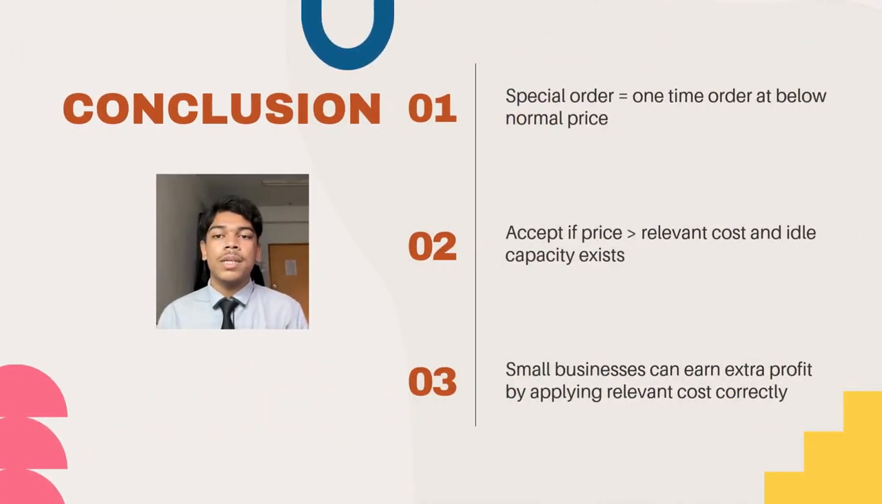To conclude, a special order is a one-time order at a price below normal. To decide whether to accept it, we use relevant cost analysis. We only look at the cost that will change. The decision rule is simple. If the special order price is greater than the relevant cost and there is idle capacity, yes, we accept the order. The case of Shifa Bakery shows us that many small businesses miss out on extra profit because they don't apply this correctly. That's all for today.